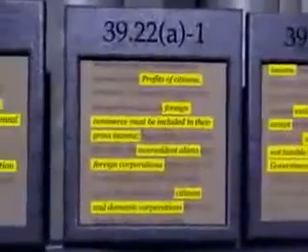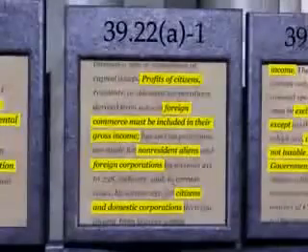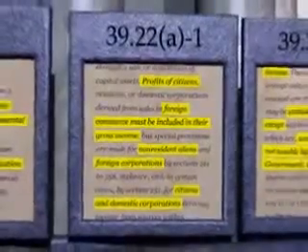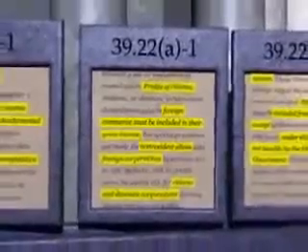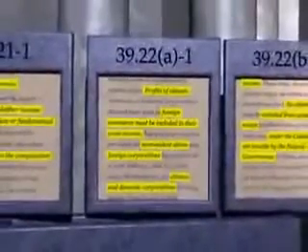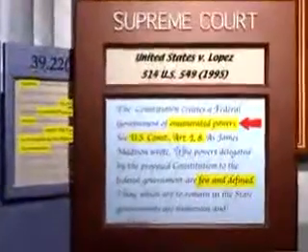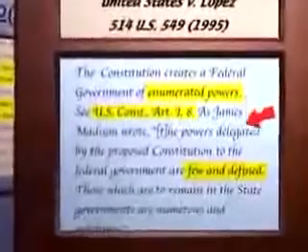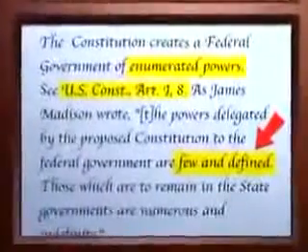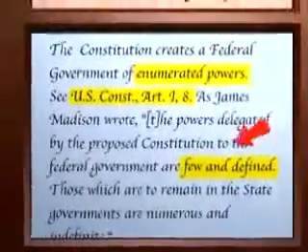But why would this be all that is constitutionally taxable? Why these activities, and why not the income of most Americans? The Constitution created a federal government of enumerated powers. The powers delegated by the Constitution to the federal government are few and defined. Article 1, Section 8 of the Constitution lists all of Congress's powers within the 50 states.